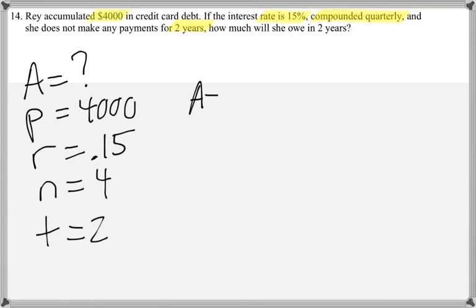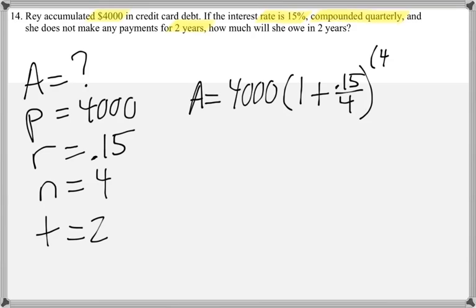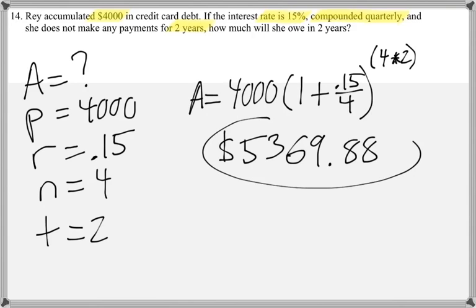So I'm going to do A is equal to 4,000 times 1 plus 0.15 divided by 4, raised to the 4 times 2. So if I calculate that, then I'm going to get $5,369.88. So that'll be how much she owes in 2 years.